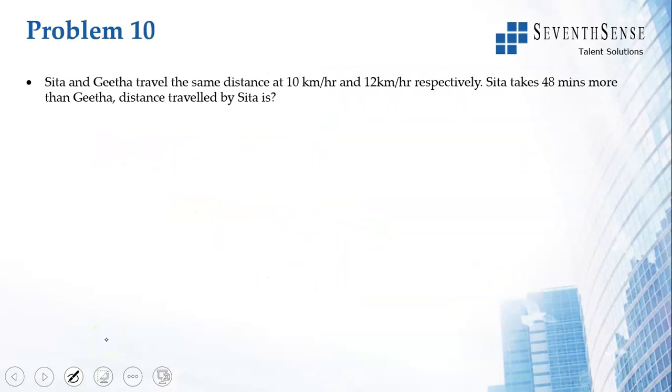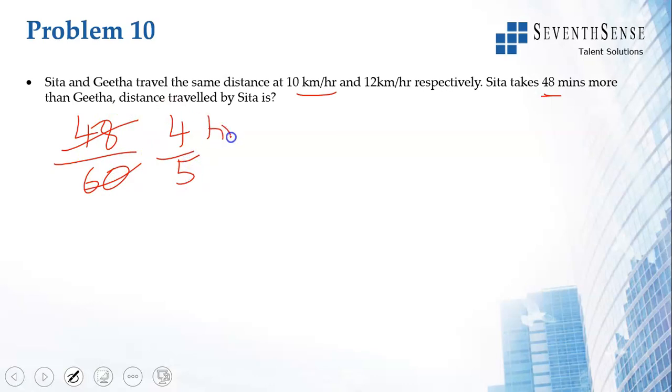For problem 10, Sita and Geeta travel the same distance at 10 and 12 kilometers per hour. Sita takes 48 minutes more than Geeta. Find the distance traveled. First of all, this is in kilometers per hour and this is in minutes, so I convert minutes into hours. 48 minutes becomes 48 by 60, because you divide. You get 4/5 of an hour. So Sita takes 4/5 of an hour more.